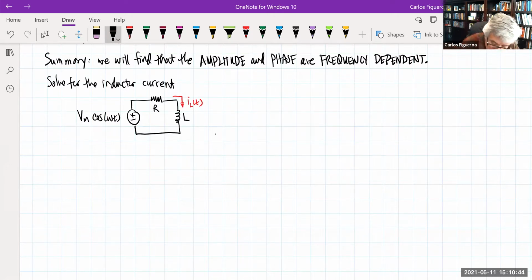So how do we solve nice circuits like this? We use KVL. So what I'm going to do now is apply KVL. If I apply KVL, you can see that the source clearly has to supply voltage to the resistor and the inductor. So I'm going to say that VR plus VL should be equal to the source. So if I write out the details here, look what I'm going to write.